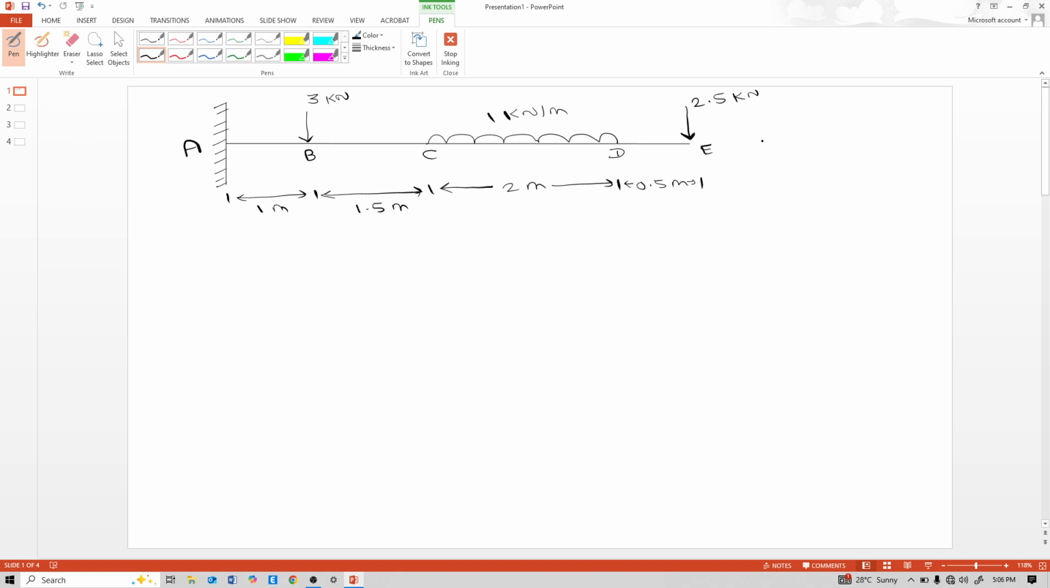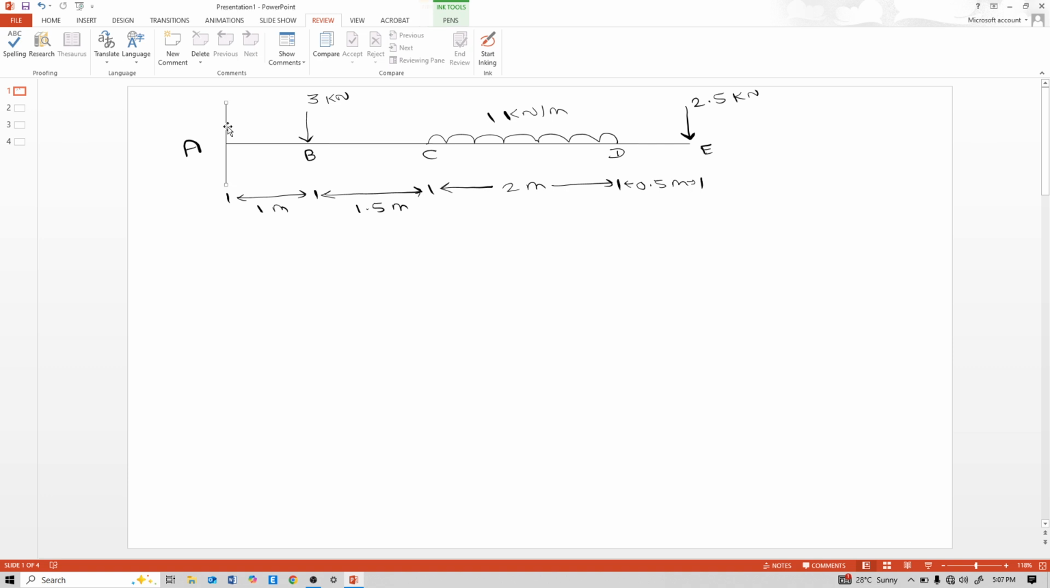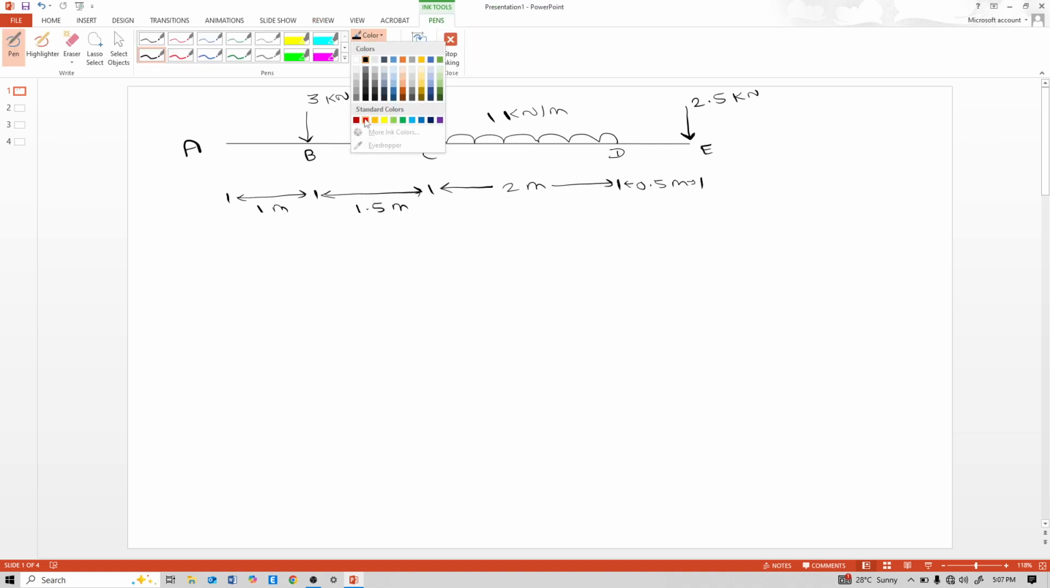So we need to find the SFD and BMD of this cantilever beam. First draw the free body diagram. Free body diagram, that means remove this fixed support and draw reactions. Fixed supports have three reactions: vertical AY, horizontal AX, and moment.